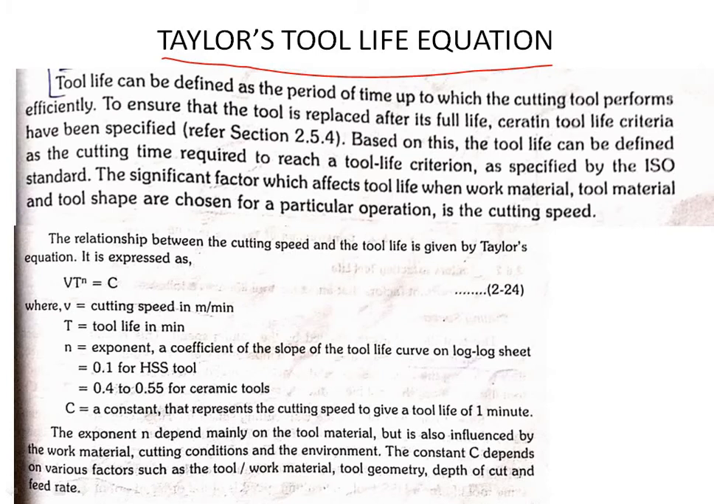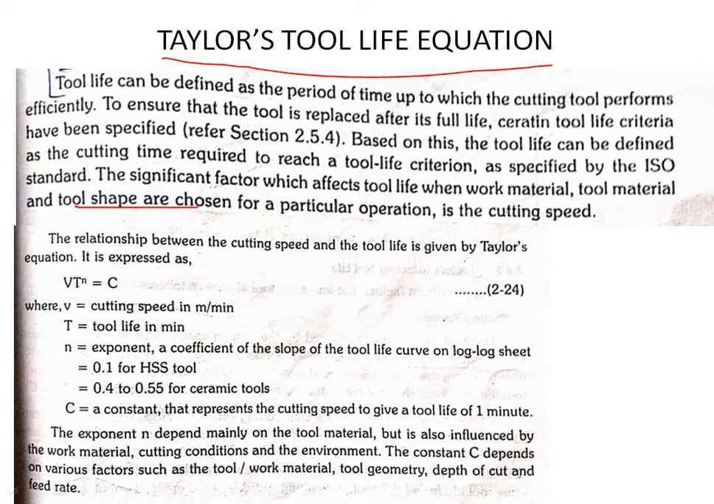Tool life can be defined as the period of time up to which the cutting tool performs efficiently. To ensure that the tool is replaced after its full life, certain tool life criteria have been specified. Based on this, tool life can be defined as the cutting time required to reach a tool life criterion as specified by the ISO standard. The significant factor which affects tool life, when work material, tool material and tool shape are chosen for a particular operation, is the cutting speed.